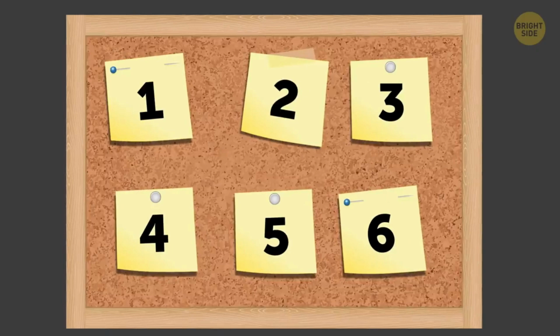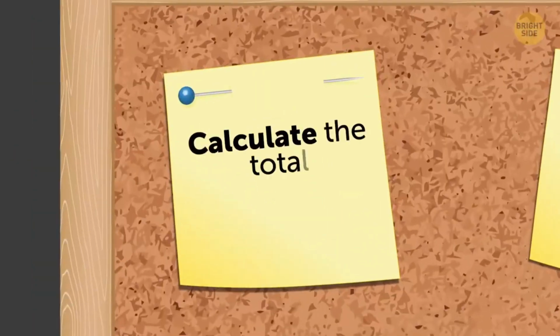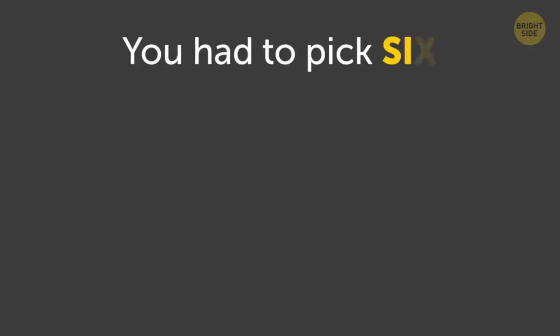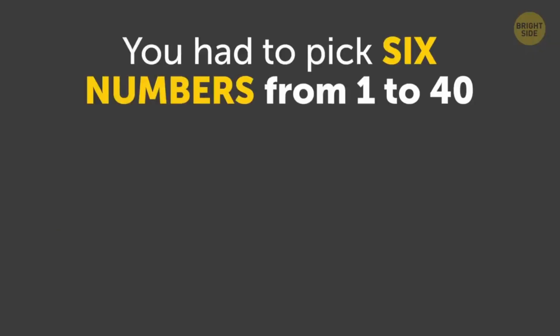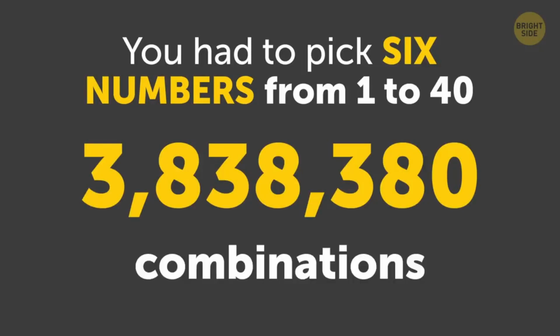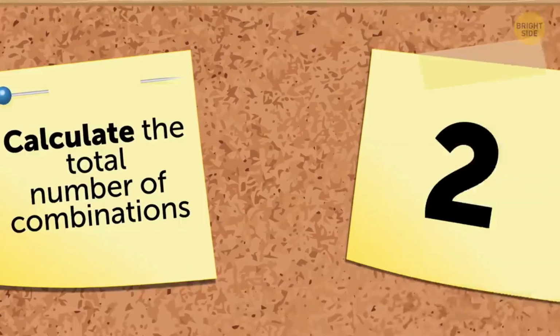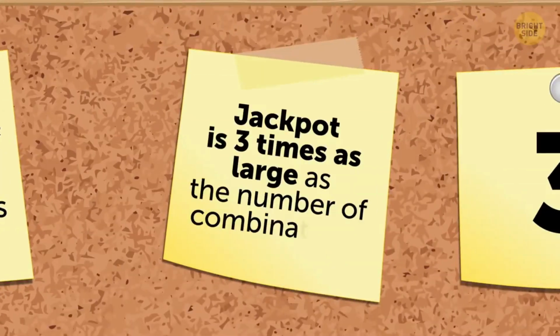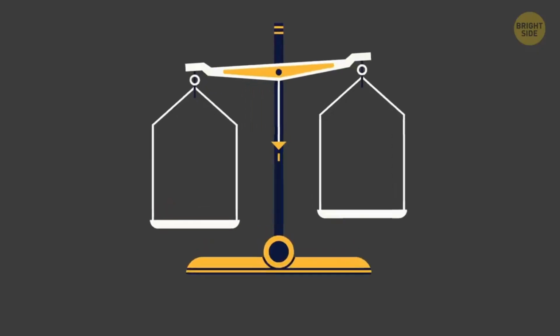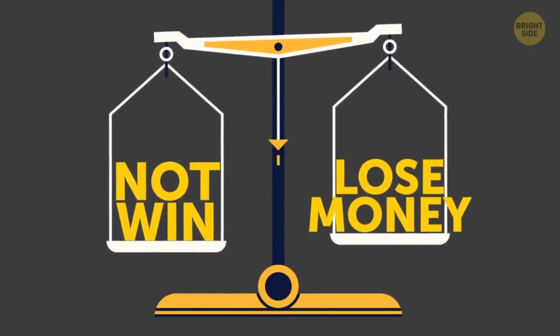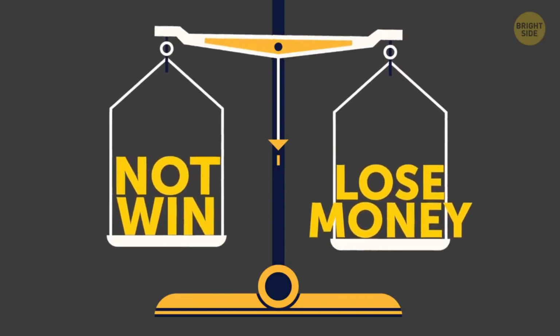His plan included 6 steps. First, he would calculate the total number of combinations possible in any given lottery. For example, one where he had to pick 6 numbers from 1 to 40 would have 3,838,380 combinations. Yeah, count them yourself if you don't believe me. Second, he would find lotteries where the jackpot was at least 3 times as big as the number of combinations. This was a requirement because otherwise he would either win nothing at all or even lose money. You'll see why in a few moments.